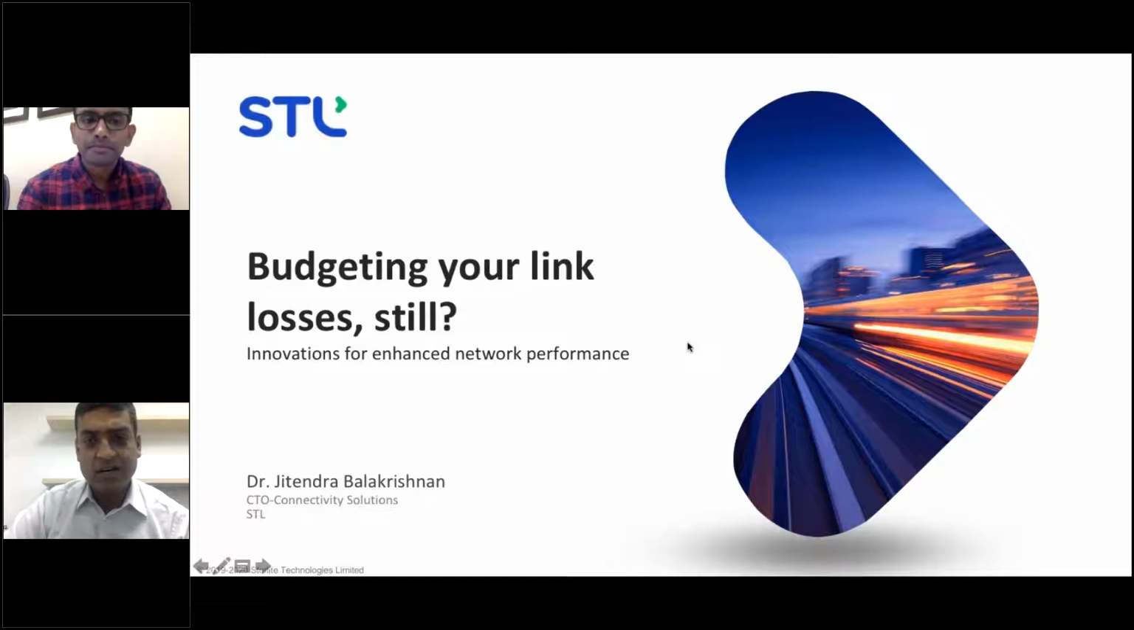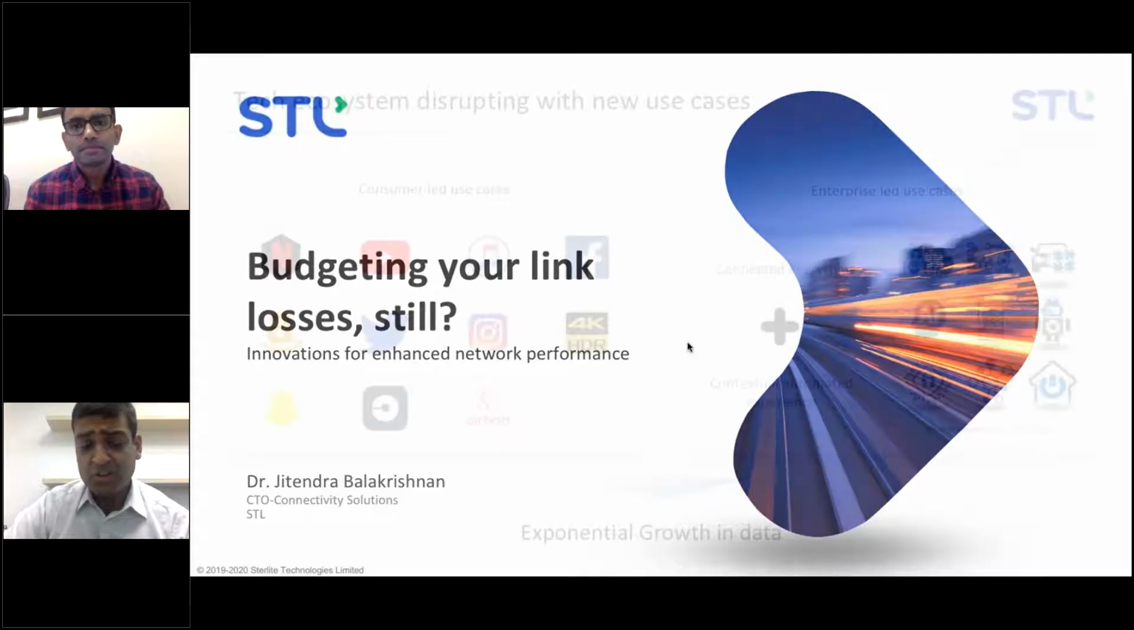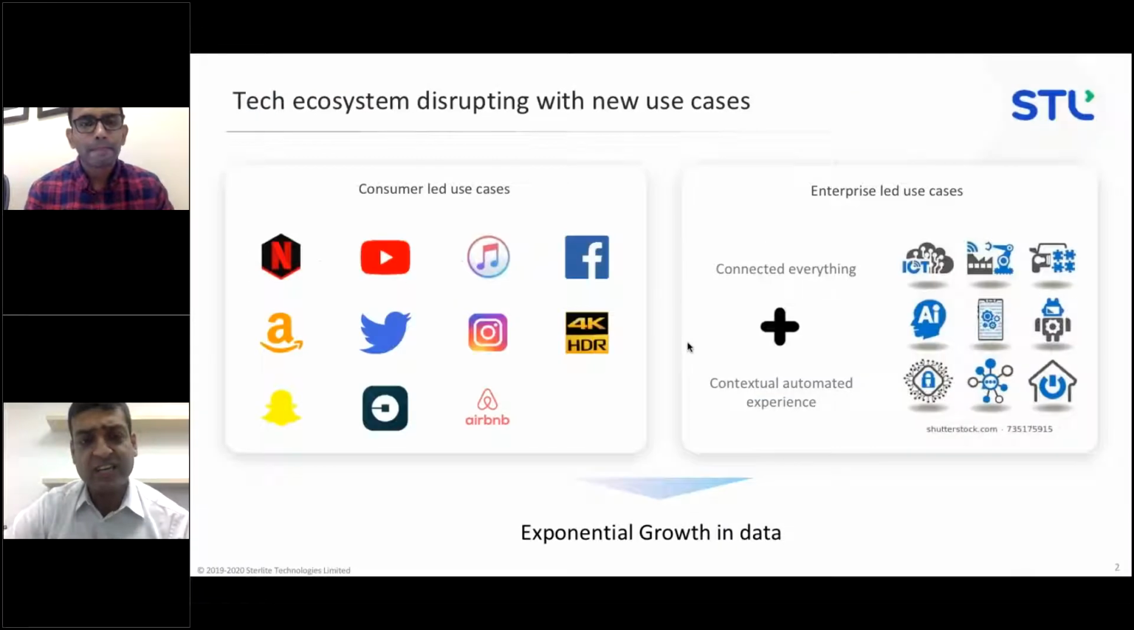So let us begin by looking at where we are today in the world. What is familiar to every one of us in the last decade is that consumer-led use cases, you see a lot of familiar logos over there, have led to an explosion in data. We access data on the go every day at all times from a multitude of devices, and we are only scratching the surface because once we actually get into the enterprise-led use cases, IoT and AI are two buzzwords that we hear a lot of, connected cars represented there.